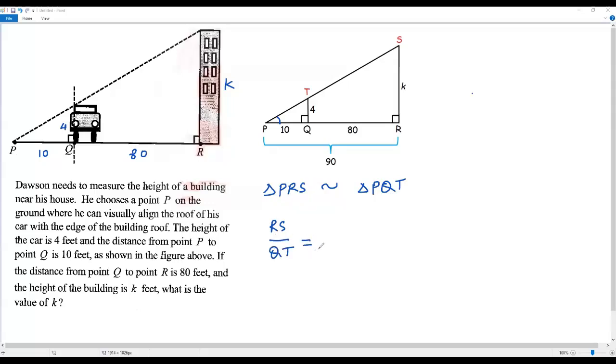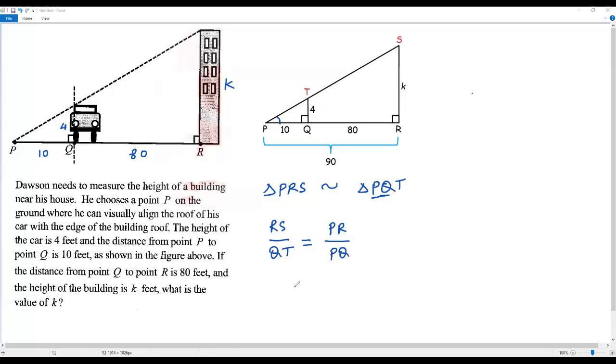Now let me take another side in the bigger triangle for which I know the length. In the bigger triangle, I know the length of the side PR, so I am taking side PR. The corresponding side in the smaller triangle is what? Here P and R are the first and second letters, so to get the corresponding side, we have to consider letters at the same positions. PQ.